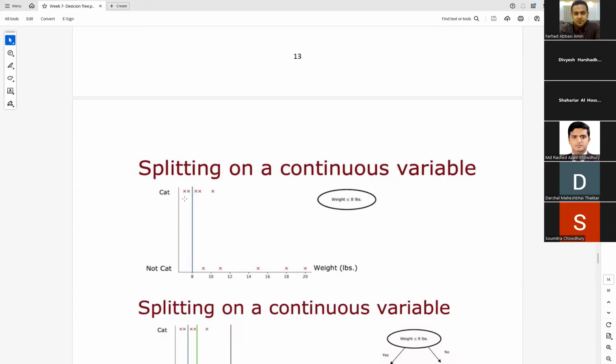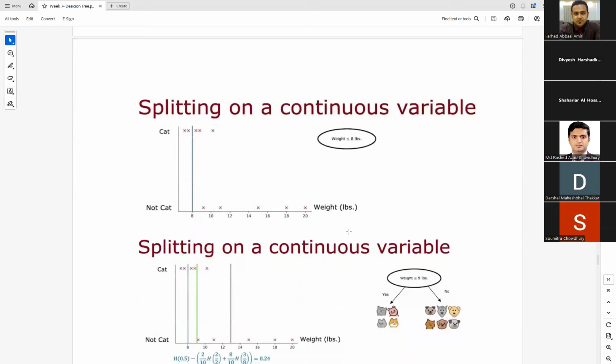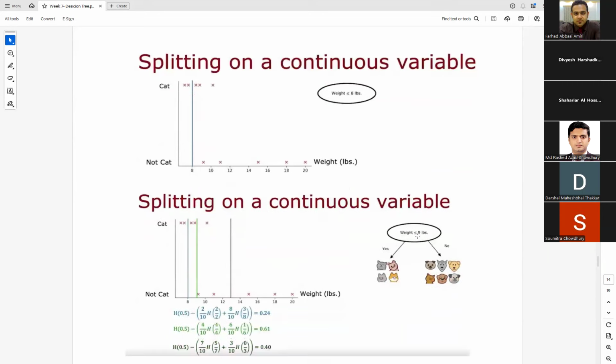Whatever is on the left-hand side is one sub-branch, whatever is on the right-hand side can be another sub-branch. But how do you know that 8 is a good choice for a threshold? Why not 9, for example? Let's say 9. 9 is here, this green bar. Whatever is on the left-hand side of this green bar is one branch, and the rest of the data points on the right-hand side of this green bar are another branch, right?